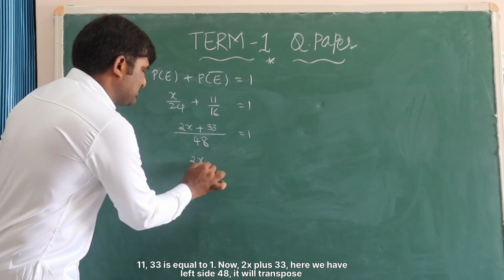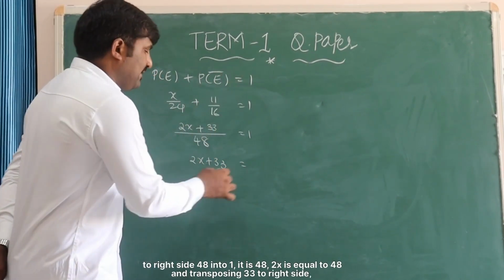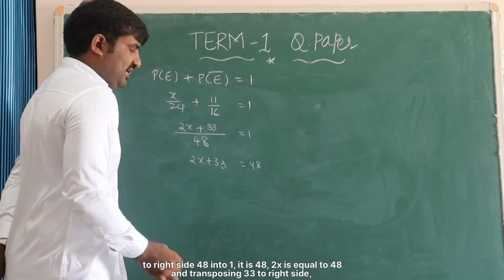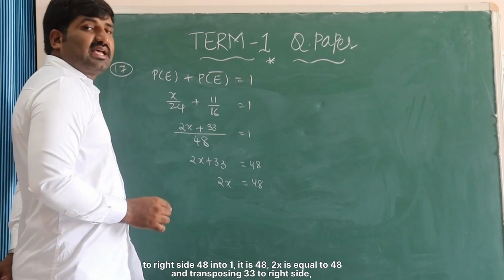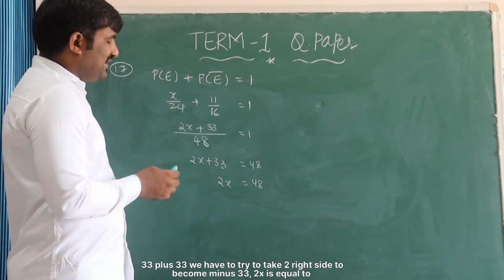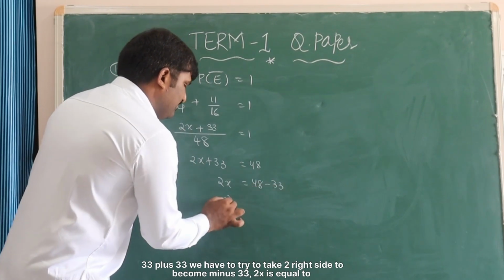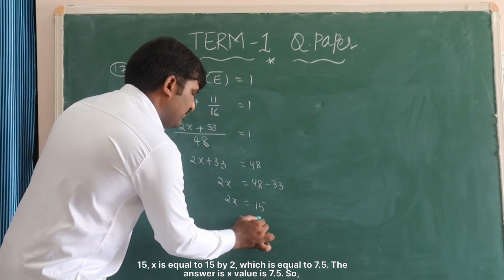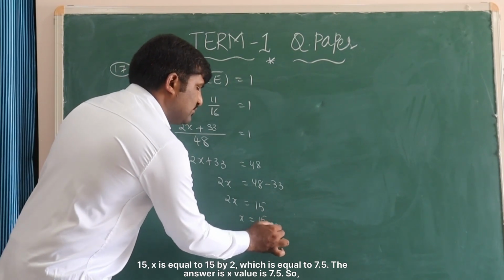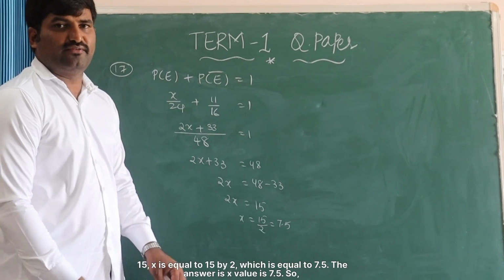Now 2x plus 33. Here the 48 on the left side will transpose to the right side. 48 into 1 is 48. 2x plus 33 is equal to 48. I am transposing 33 to the right side, so it becomes minus 33. 2x is equal to 15. X is equal to 15 by 2, which is equal to 7.5. The answer is that the x value is 7.5.